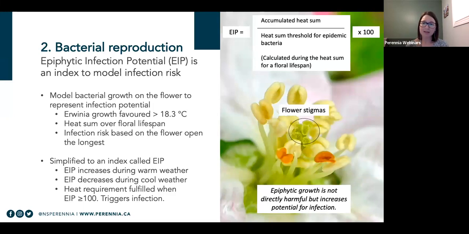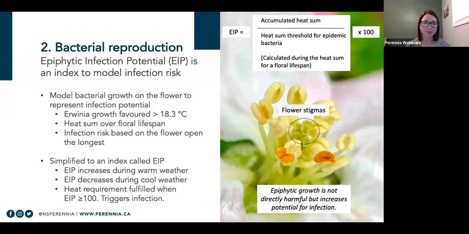And that EIP isn't calculated indefinitely. It's calculated during a floral lifespan. So there's a heat sum that a flower stays alive on which the bacteria are growing. So that's how that formula is continuously calculated each new day. Basically, the bacteria love heat, and so their growth is favored if temperatures are above 18.3 degrees Celsius. And like I said, that growth is calculated over a floral lifespan.